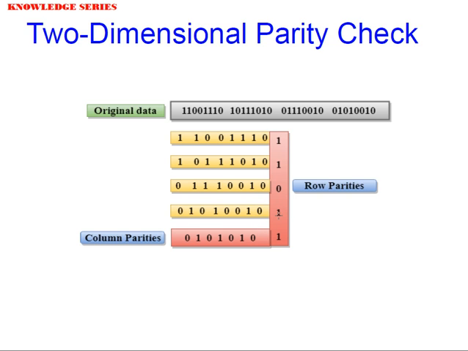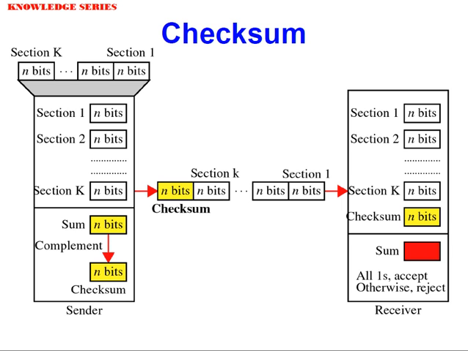And I have told that in the two-dimensional case, if it is a case like this one, you will find the error is not able to be detected. So we go with the next method, which is the checksum method. Now what exactly is the checksum method? A checksum is basically an error detection technique. It is based on the concept of redundancy. In the checksum error detection scheme, we divide the data into k segments, and each of them has n bits. So in the figure it is shown as n bits. We have k sections, and each section has n bits.